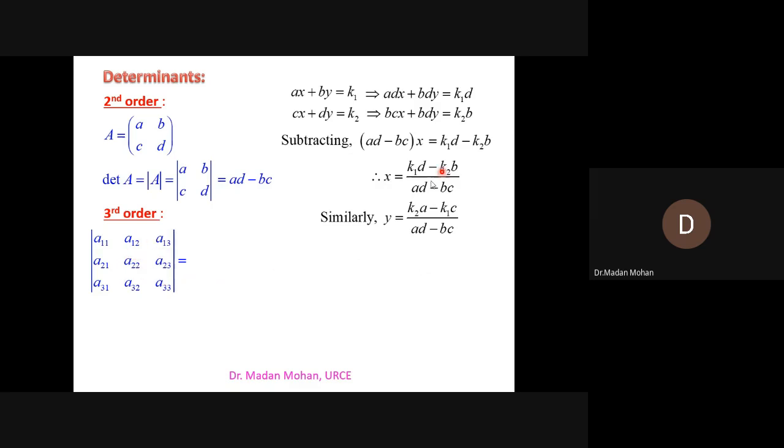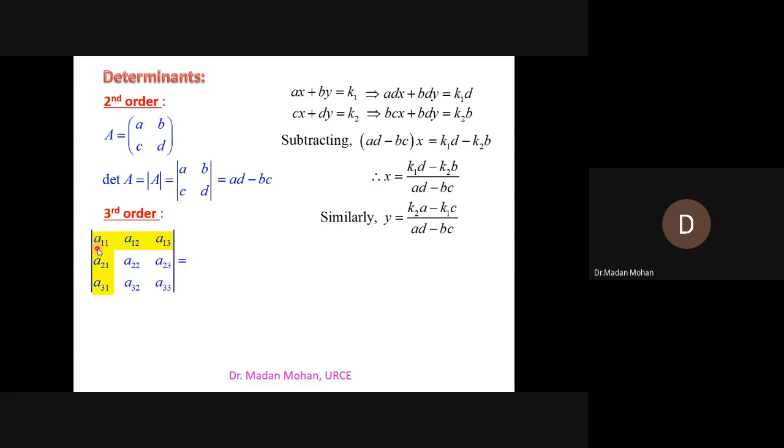How do you remember the determinant? Using this notation. This ad minus bc we remember like this. Three equations, three unknowns. When you solve, the denominator remains the same. That denominator is denoted like this. Now tell me this determinant. Now observe. This determinant you can express in many ways. For example, using the first row, I am expressing the determinant with the different columns.